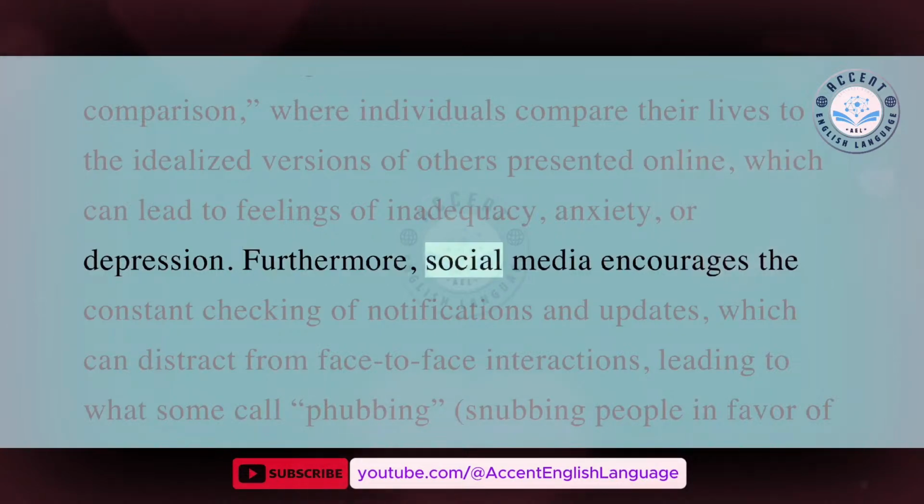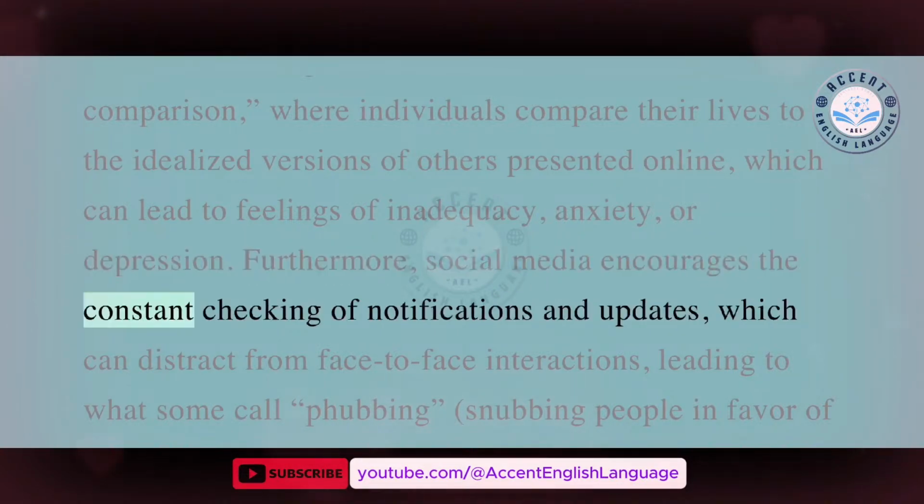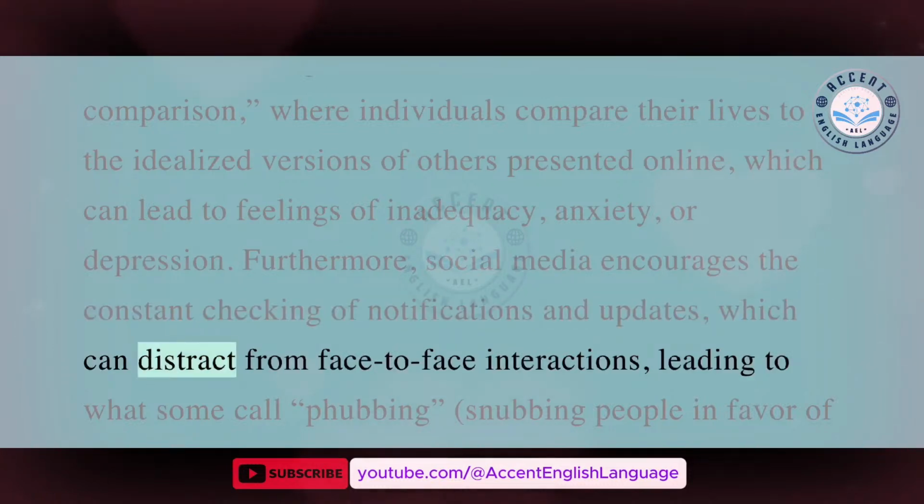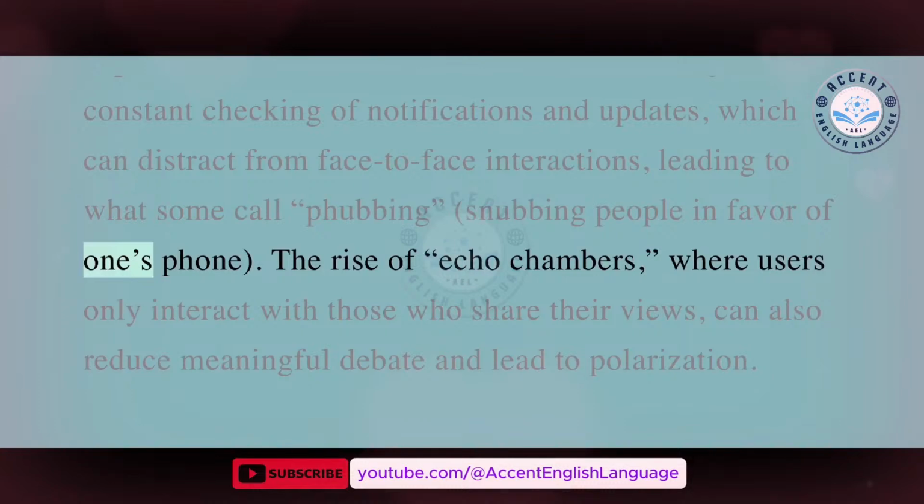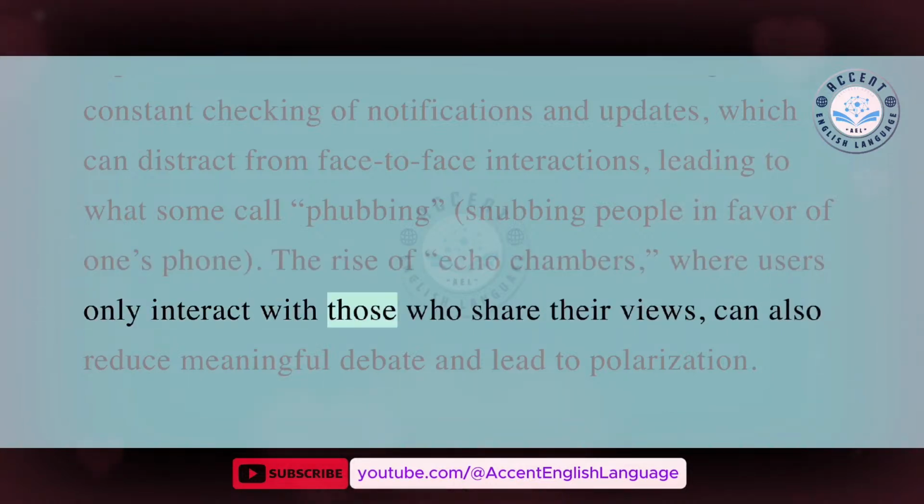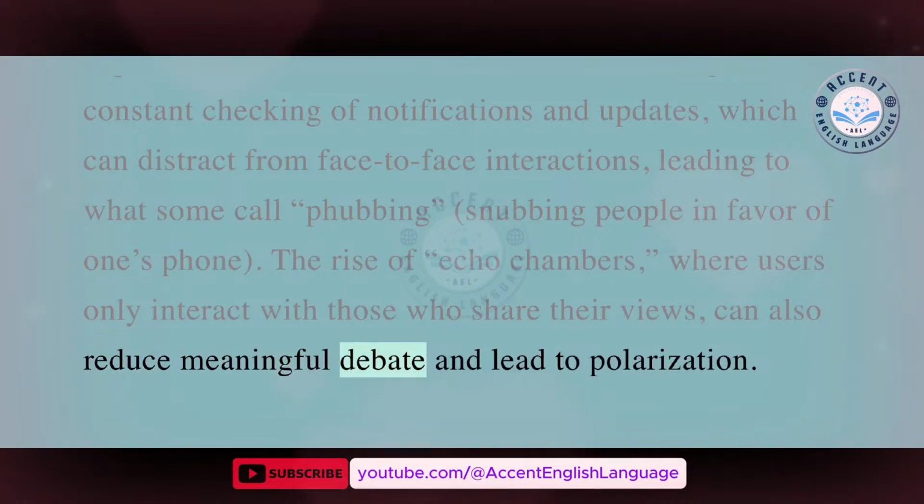Furthermore, social media encourages the constant checking of notifications and updates, which can distract from face-to-face interactions, leading to what some call phubbing, snubbing people in favor of one's phone. The rise of echo chambers, where users only interact with those who share their views, can also reduce meaningful debate and lead to polarization.